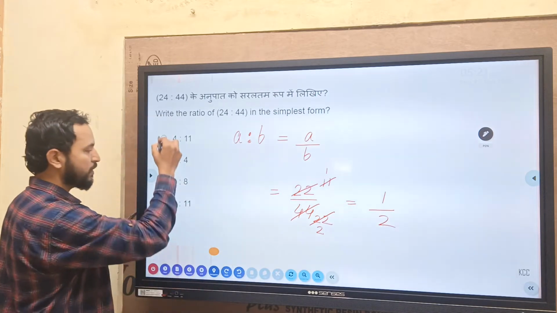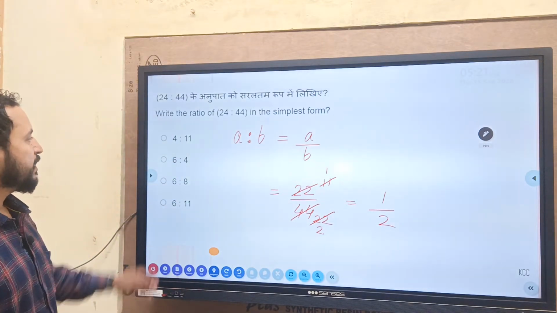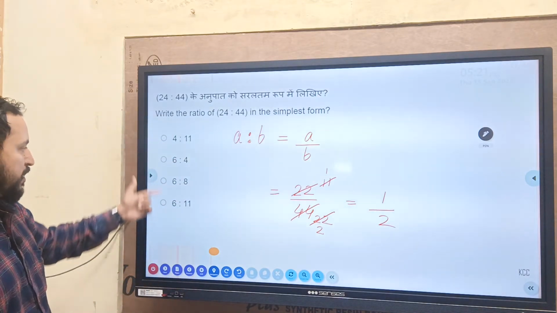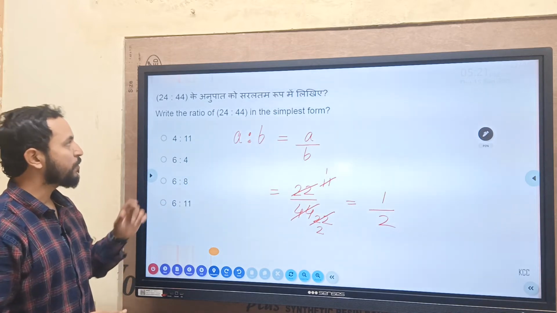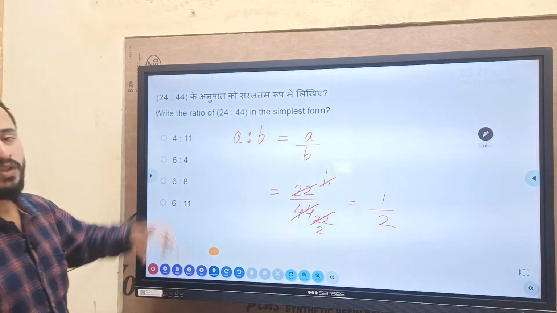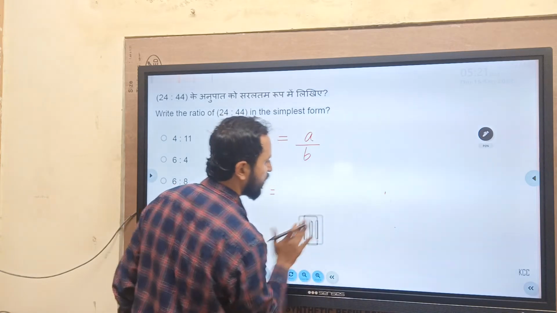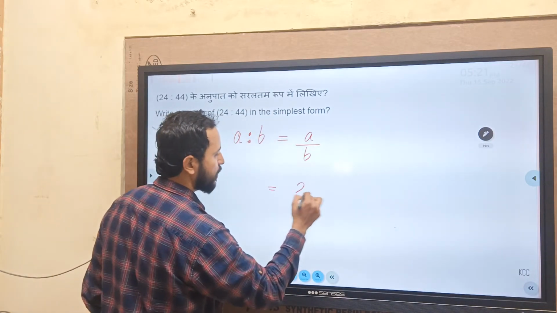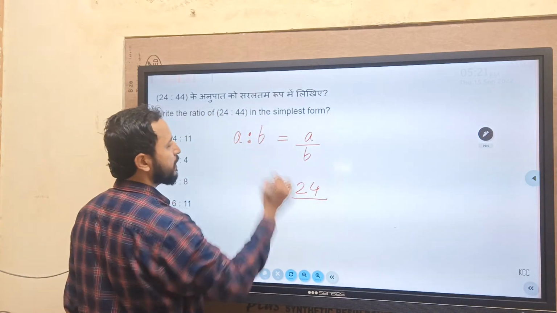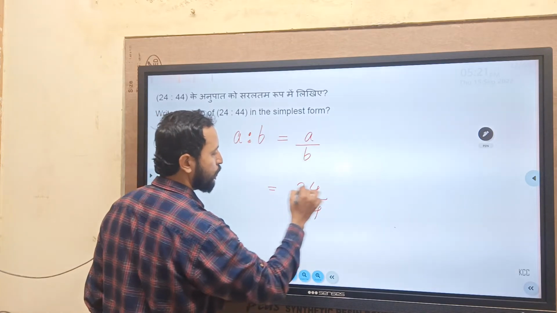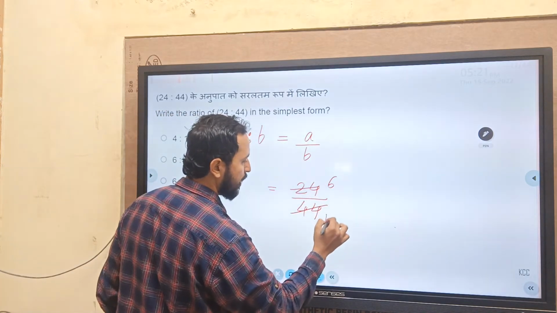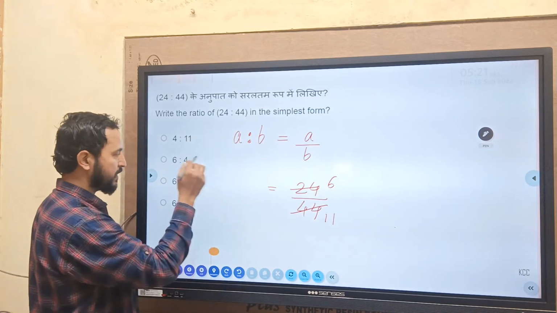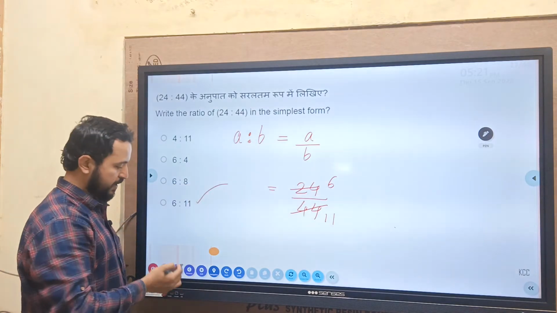Answer for the question is, okay, this is not there. Let's check from the options, because that's not an option. It's not in the options, sorry, that is not 22, that is 24. So we will write 24, and below it is 44. 4 6s are 24, 4 11s are 44, so 6 by 11. 6 by 11 is the answer.